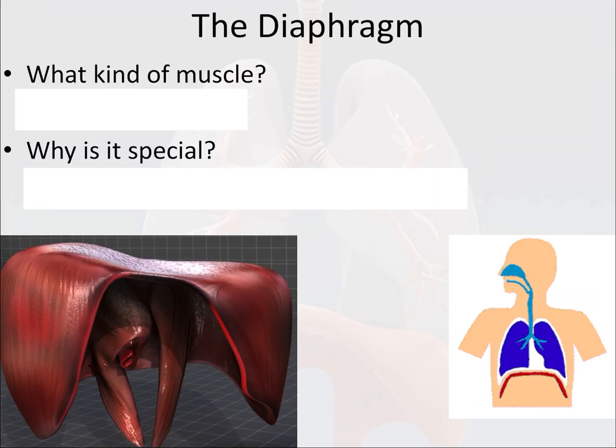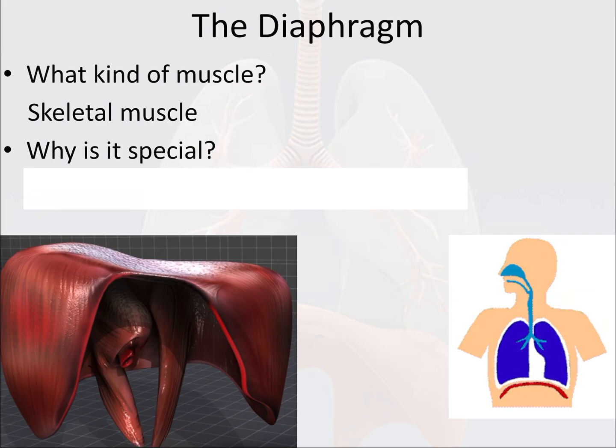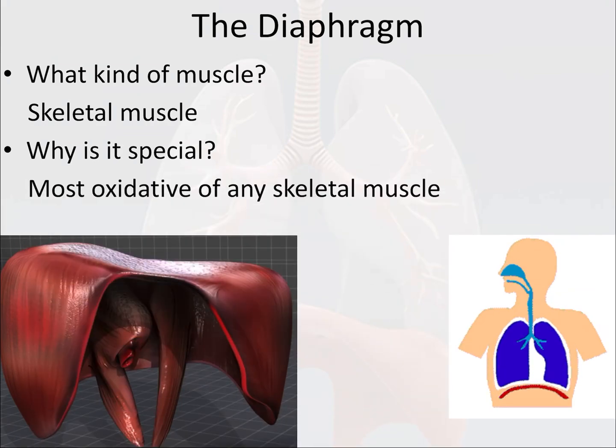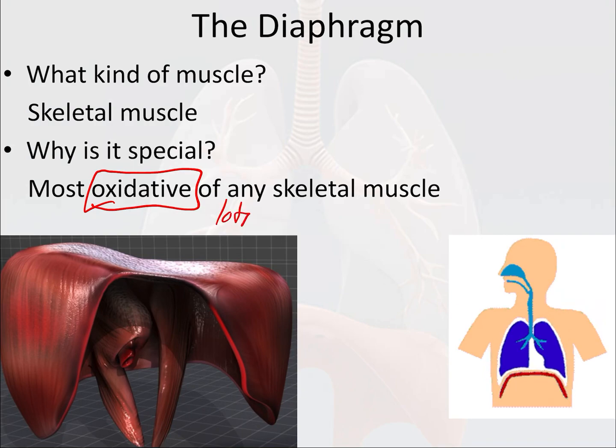All right, so the diaphragm, what kind of muscle is it? Well, it is a skeletal muscle. Okay, it's a very special skeletal muscle, mainly because it's the most oxidative muscle of any skeletal muscle. That means lots of mitochondria.